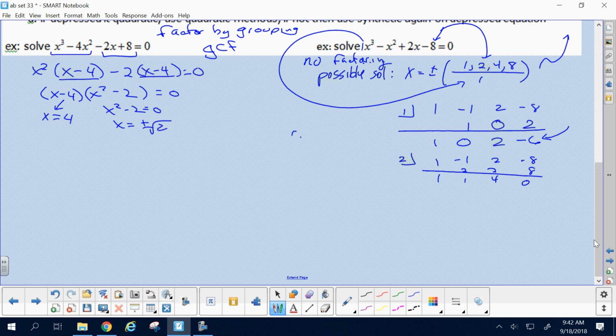I get a bingo. How about you? All right, did you get a 0 remainder? All right, now about that depressed equation I spoke so quickly of.